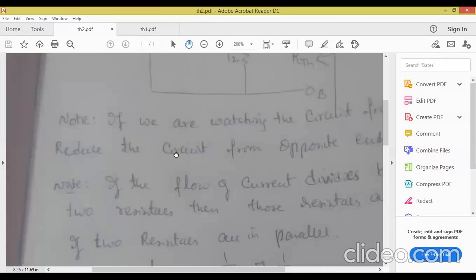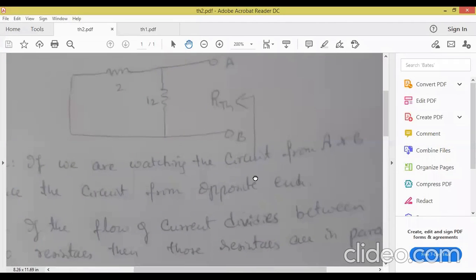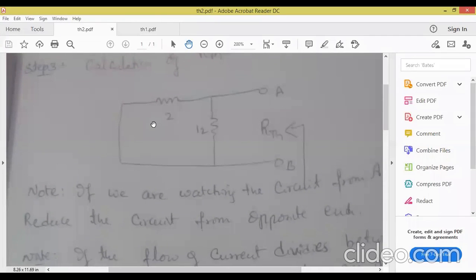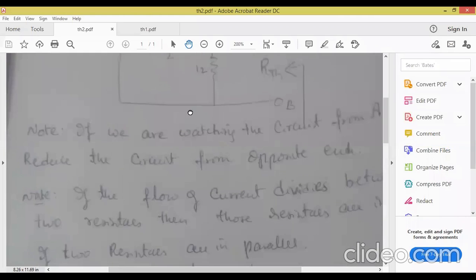Anyone read the first note point? Note: if you are watching the circuit from A and B, reduce the circuit from opposite end. That means we have to calculate the circuit from opposite end. Opposite end, which resistor is there first? 2. Understood, all of you? 2 and 12.